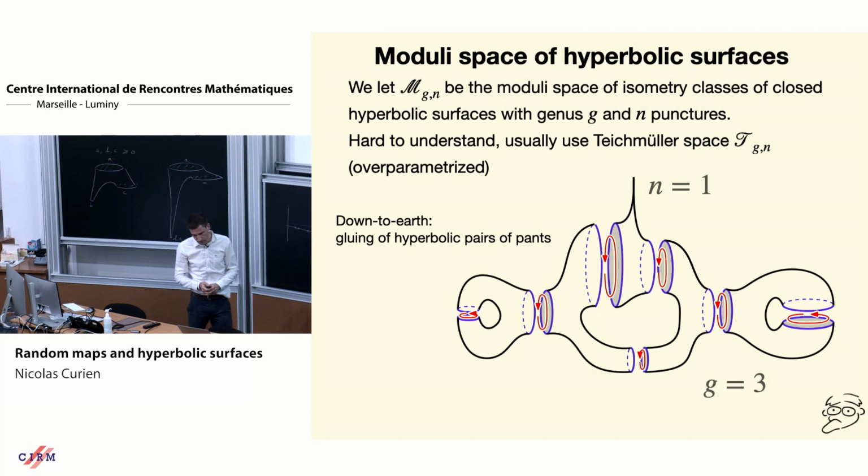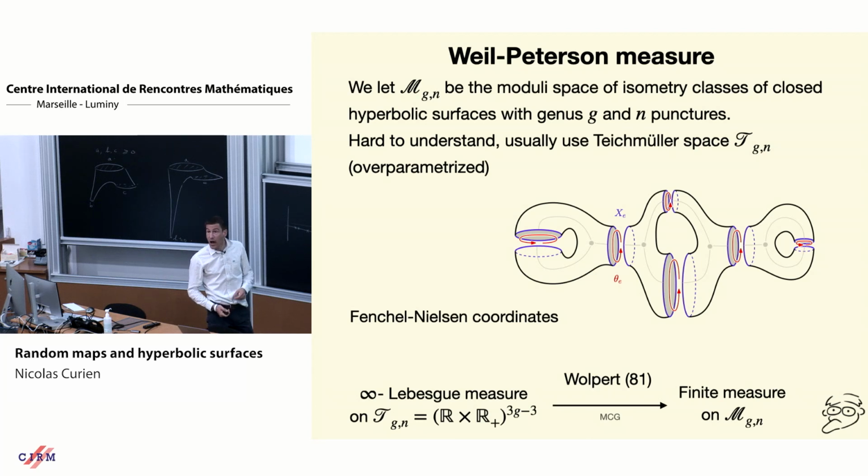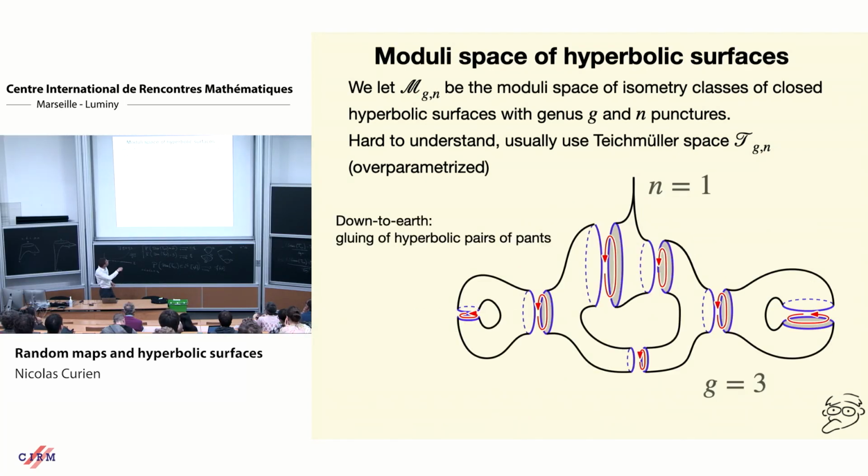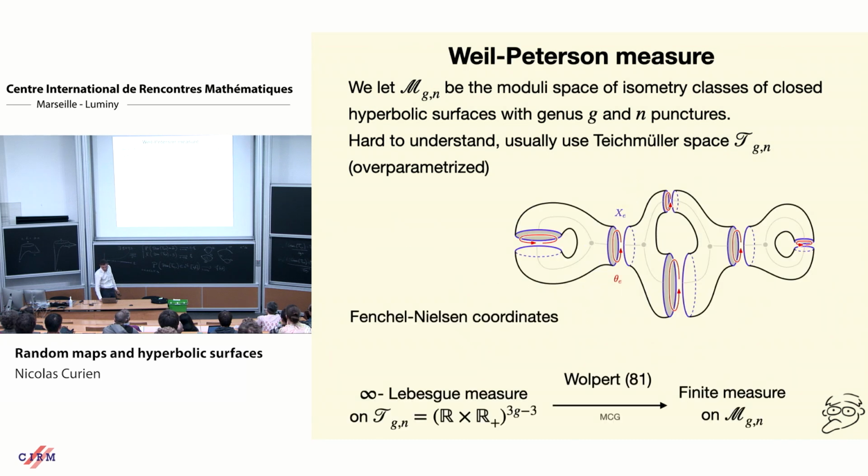Okay? So here you've got n equal to 1. n is the number of cusps. A cusp is when one of these parameters is 0. So when this parameter is 0, you have a leg of infinite length, but kind of small. Okay. So now we will want to sample one of these hyperbolic surfaces at random. So I need to specify a measure, a probability measure.